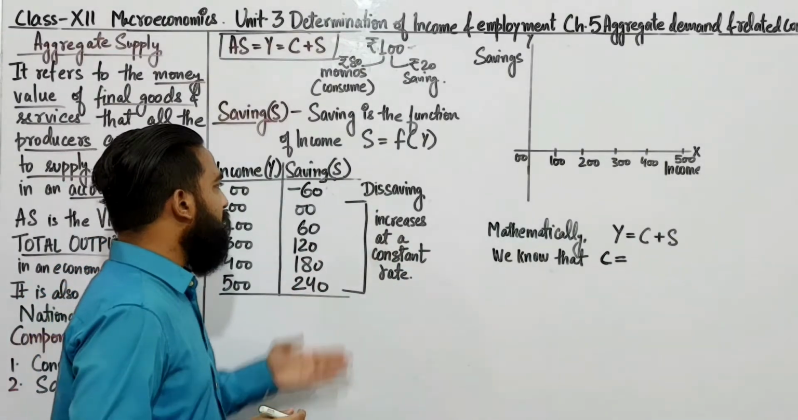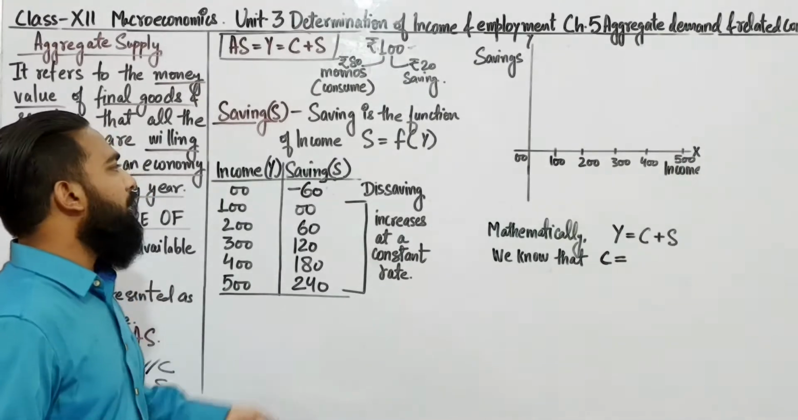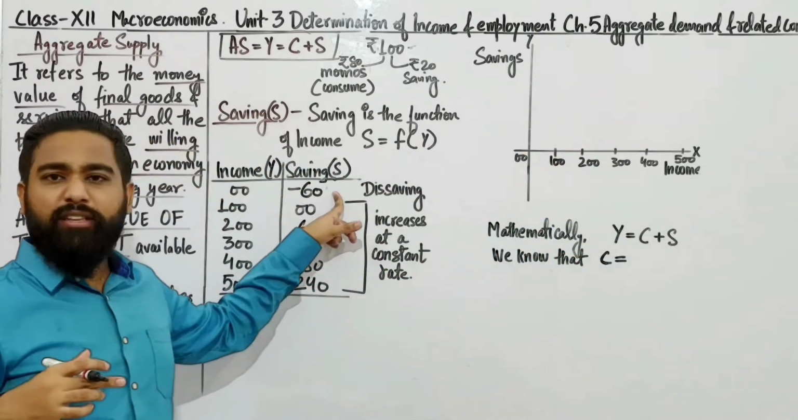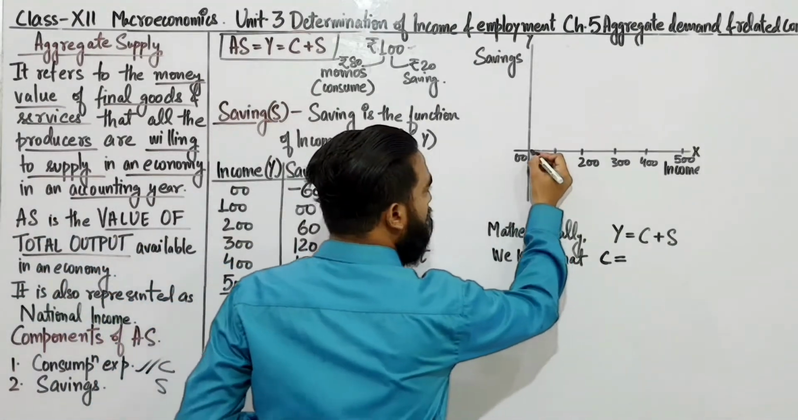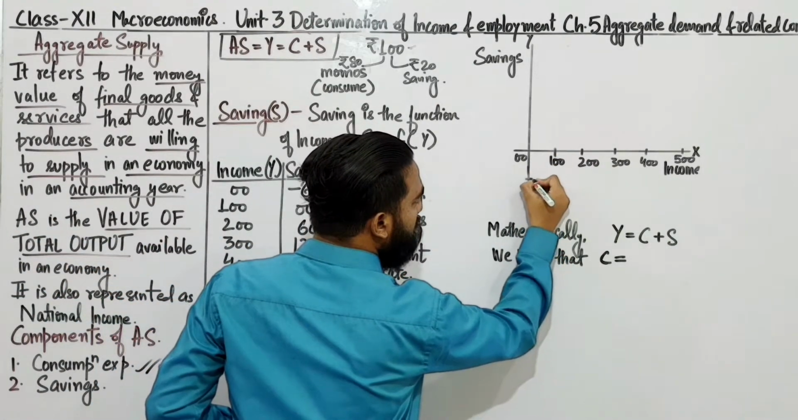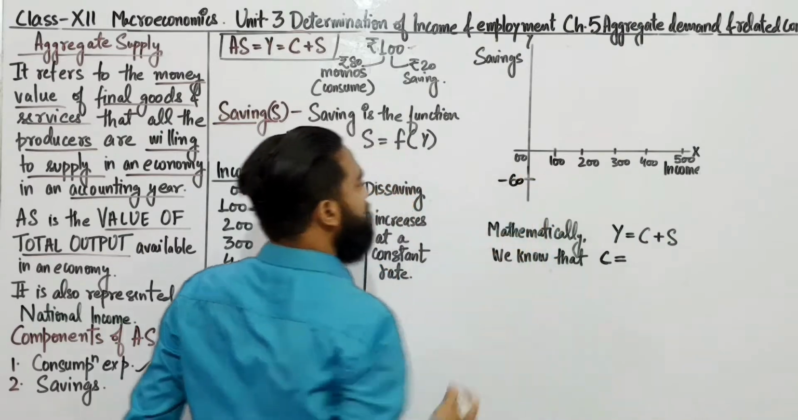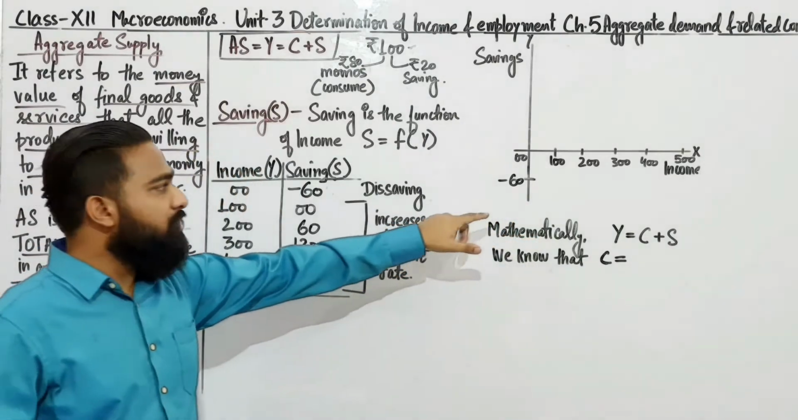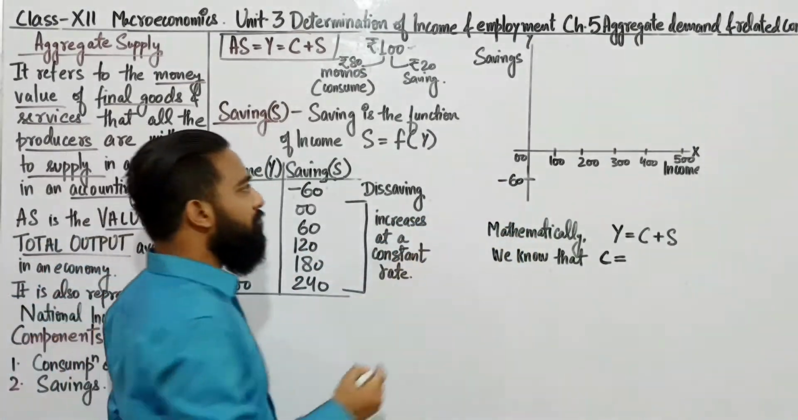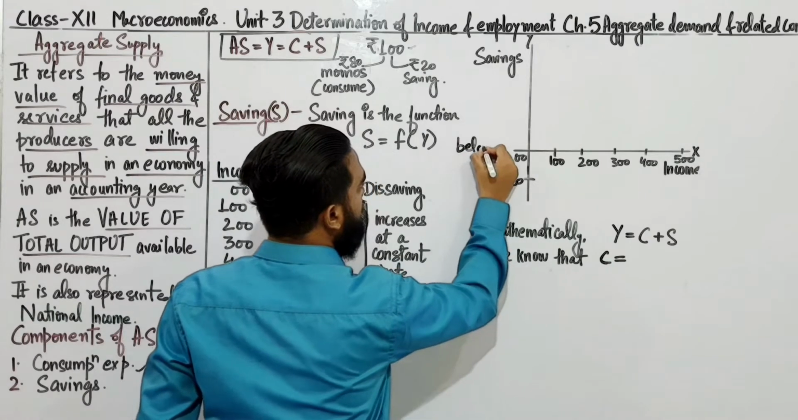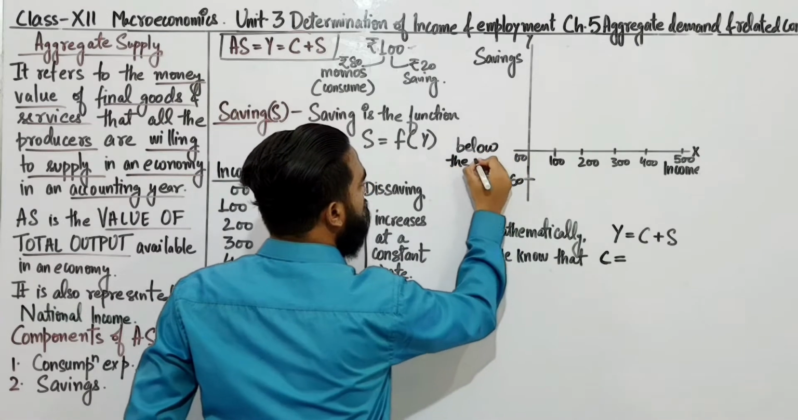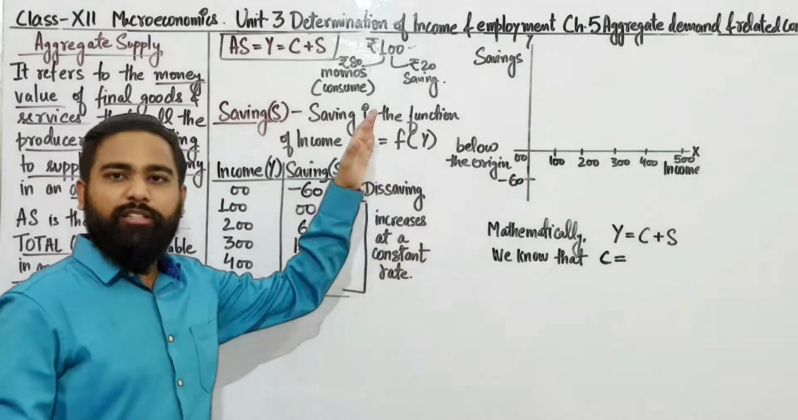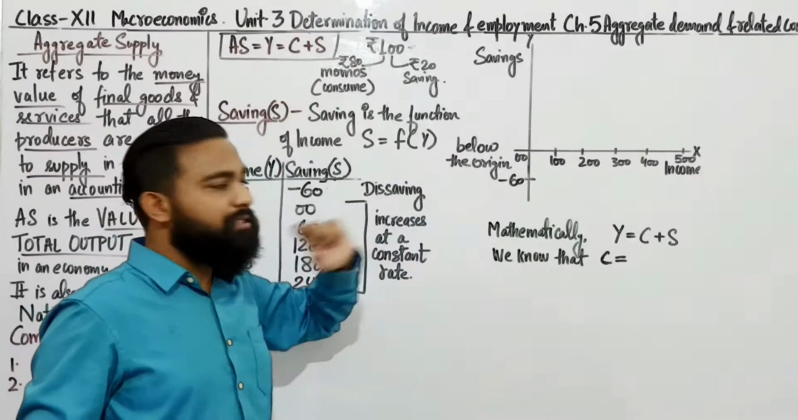Let's draw the curve. We are using this same schedule. Now, at zero level of income, your dissaving is minus 60. So this point will be below the origin. Suppose at this point, this is your minus 60. So your saving curve will start from below the origin. Fine. Your saving curve will start from below the origin, that is minus 60.